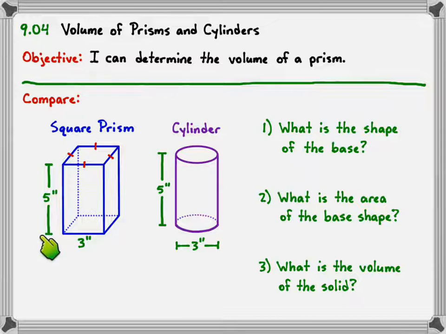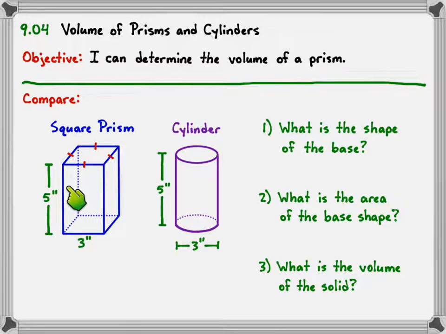Now keep in mind, when we name a prism, we name it based on the base shape. Now base doesn't necessarily mean the bottom. Base means if you have two things that are congruent and parallel, those are the bases. So in this case, you can see that the bottom shape is a square and the top shape is a square. They are congruent to each other and they are parallel to each other. Therefore, they can be bases.